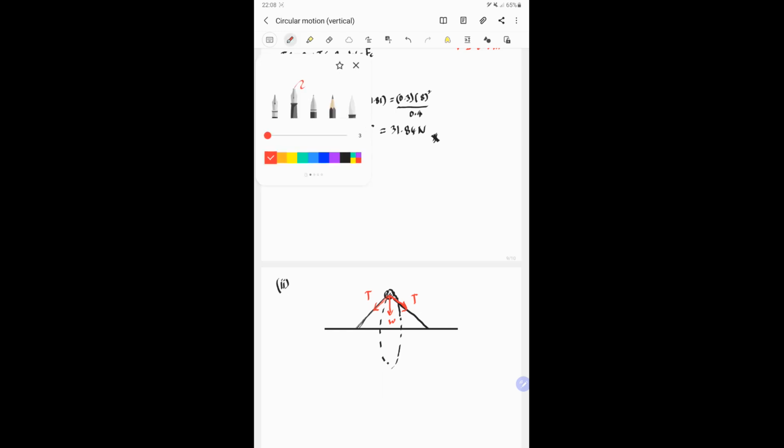We need to resolve T into Tx and Ty, isn't it? So this is Tx, this one also Tx. Tx and Tx cancel each other, they are equal in magnitude. So this Ty and the other Ty. At the same time, where is Fc? Fc is still towards the center, so this is Fc towards the center.